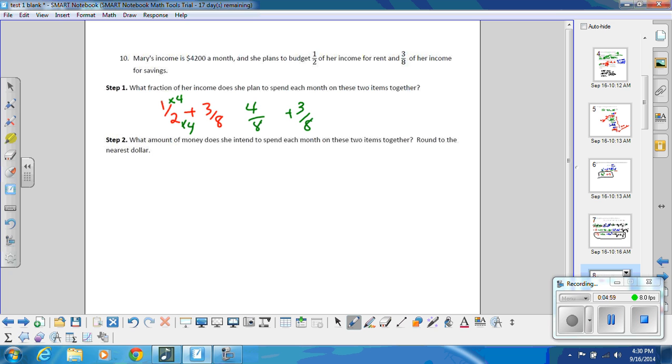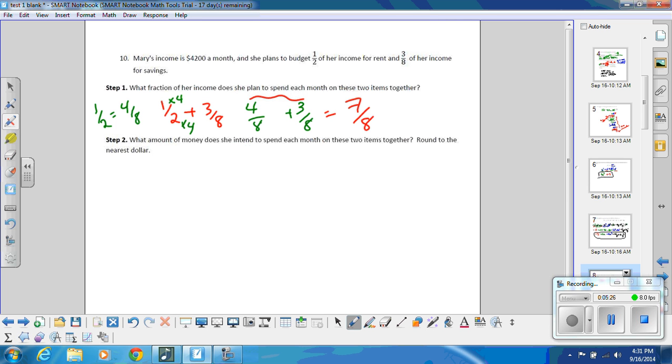You always want to double check if you're not sure. Go back to your calculator and see: does 1/2 equal 4/8? You can test that in the calculator, see if it reduces down. And it should. If it doesn't, you might have made a typo or a little mistake when you're multiplying it out, okay? From here, I just add the tops. Don't add the bottoms. And so you end up with 7/8. That's a lot of her income, okay? So that's all they wanted, all right? And I can't reduce that.